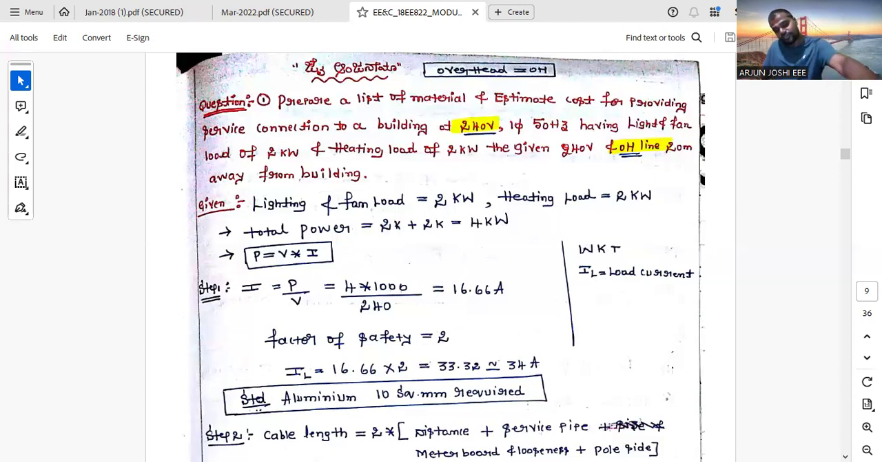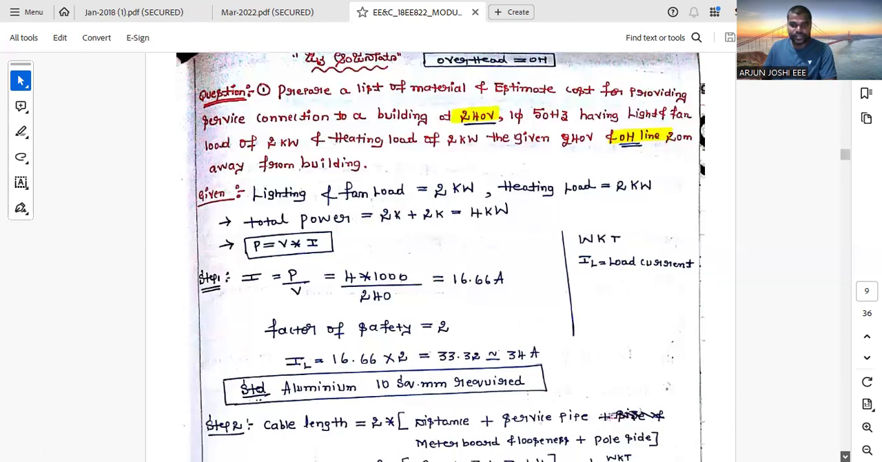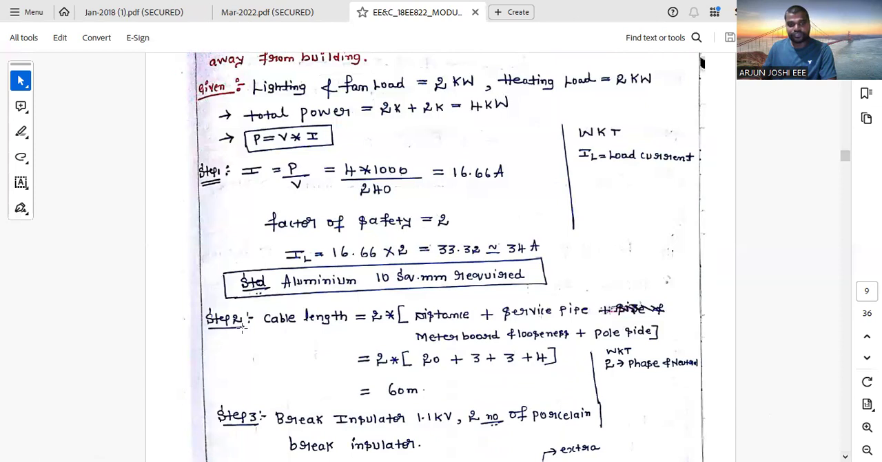Okay, now let's get into the problem. Yes, standard aluminum 10 square mm required. Next one, step 2: cable length is equal to 2 into distance plus service pipe plus meter board plus looseness plus pole side. What is all this cable length? The 2 is for phase and neutral, two wires are required, into the distance, which as per the question is 20 meters.